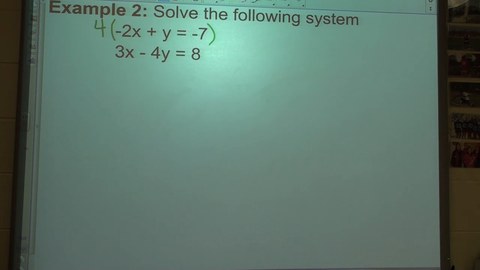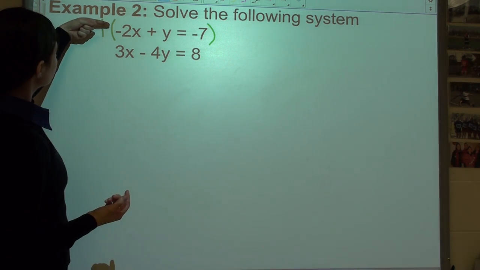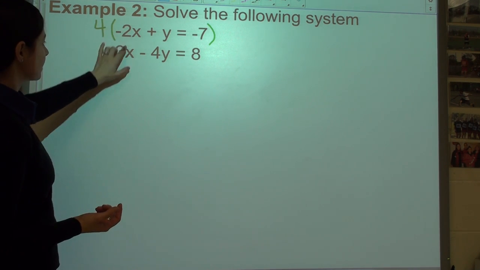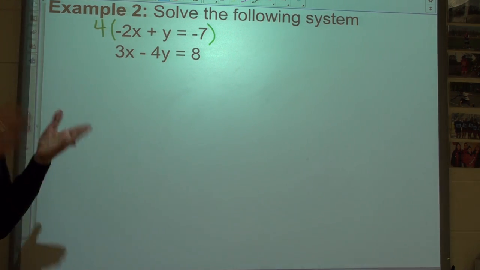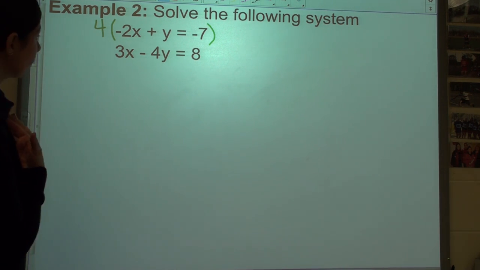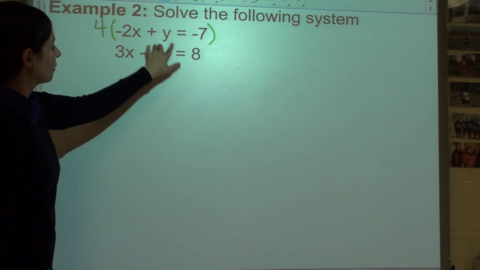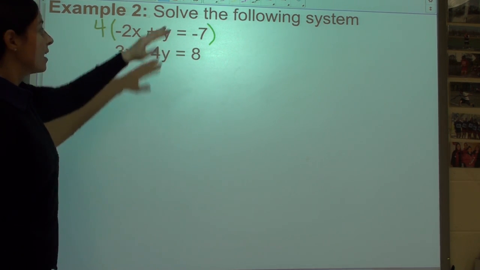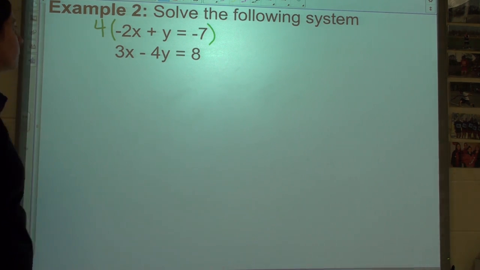Now, a lot of you at home are probably wondering, how do I know to multiply by 4? You actually could have multiplied by several different things. You could have done the top one by 3 and the bottom one by 2, which would give you 6x, negative 6x, and 6x. So that way you'd eliminate your x's. The reason I wanted to go with 4 is because I have a negative 4y right here. And so if I multiply 4 times y, I'll get 4y, which will eliminate my y's.